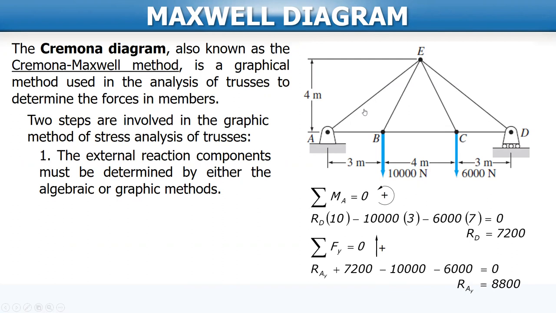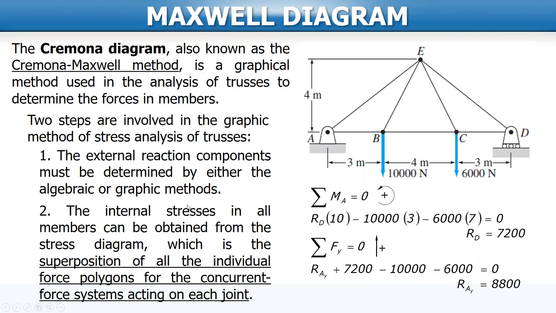So the internal stresses in all members can be obtained from the stress diagram, or we call it the force polygon, which is the superposition of all the individual force polygons for the concurrent force systems acting on each joint. So we will deal more on this illustration, but before that, I'll explain where to apply the Maxwell method, the Cremona-Maxwell method.